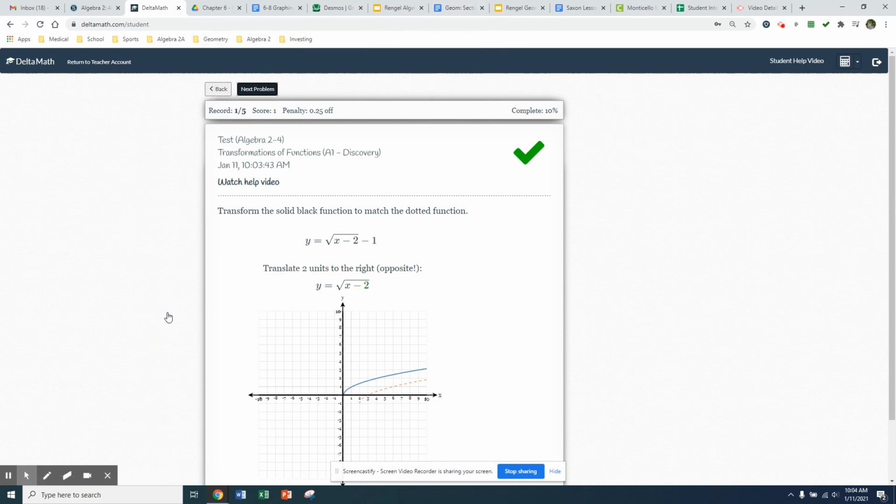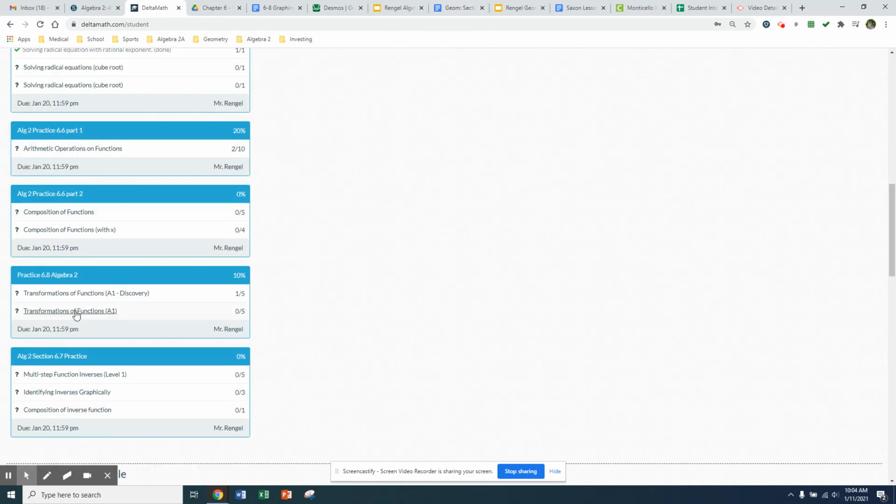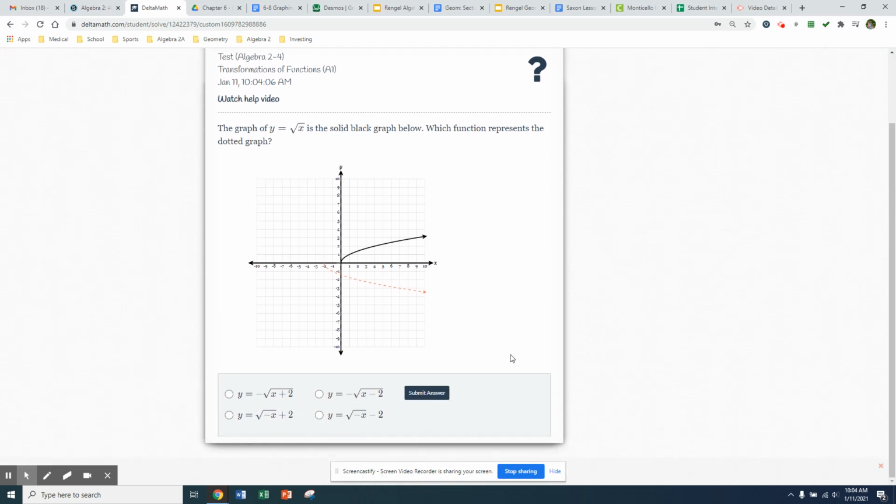Your second set of problems, you will see the transformation of functions. You will use a multiple choice. So you're going to pick out which one is going to be representing moving from the parent function to that red dashed line. And I know it's kind of hard to see from my screen, but when you get into Delta Math, you'll be able to check that out.